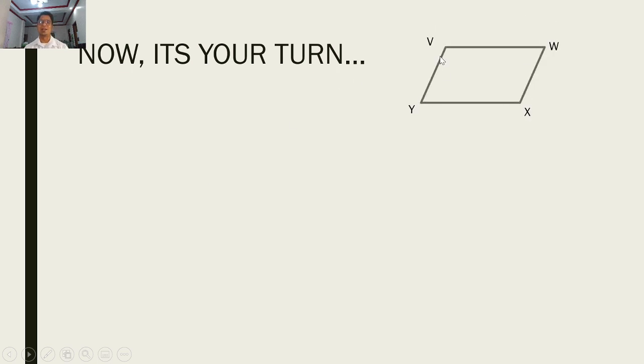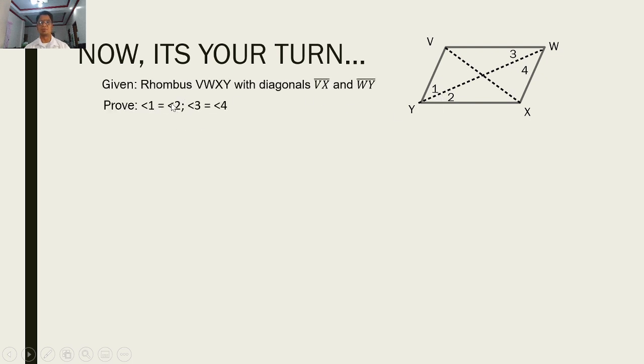So we have here now VWXY and the two diagonals were drawn. And we have the angles 1, 2, 3, and 4. What will be our given and something to prove? Rhombus VWXY with diagonals VX and WY. Prove angle 1 is equal to angle 2. Angle 3 is equal to angle 4. Yun ang something to prove.